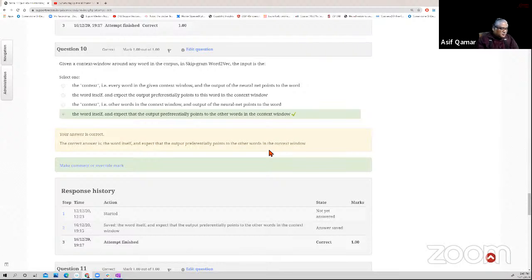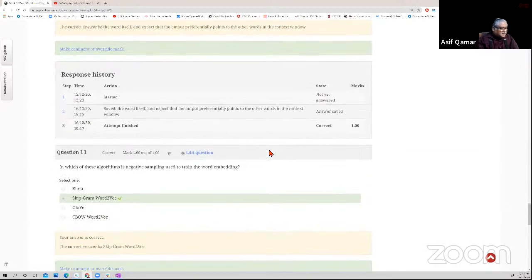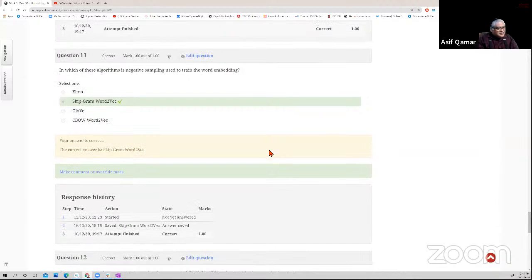That's how skipgram works. In which of these algorithms is negative sampling used to train the word embeddings? This is again skipgram Word2Vec, because you have to train a classifier. So you know that the word X existed with word Y, but it did not exist with the word pizza or something like that, right? So you have to create negative sampling. That was there in our lectures. Please do review that.